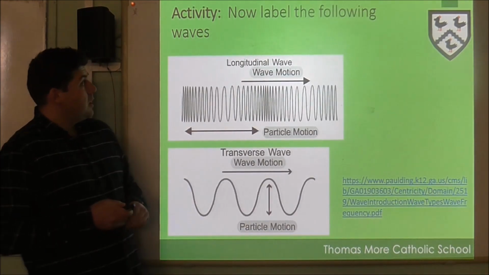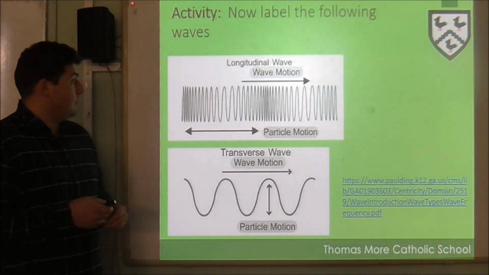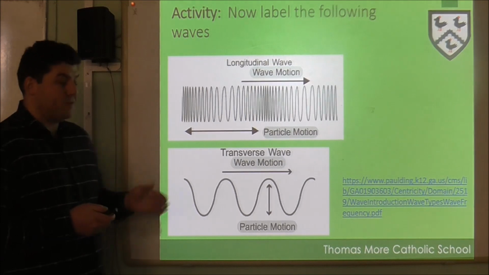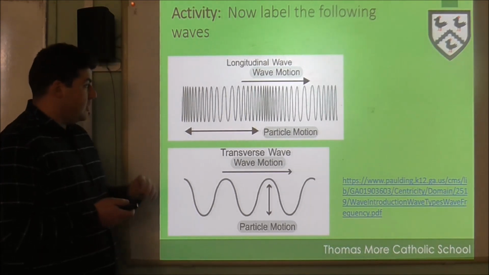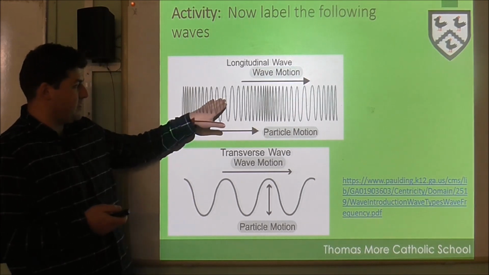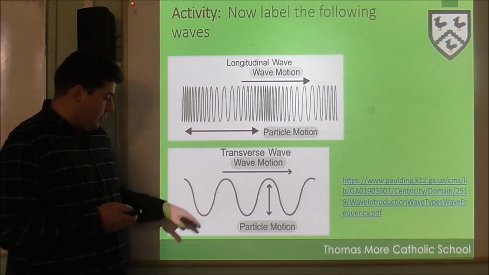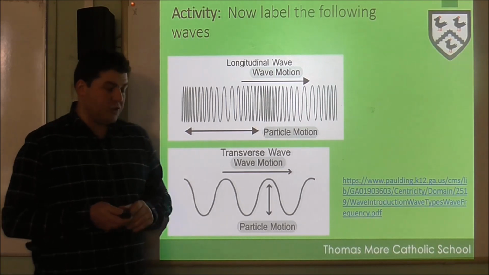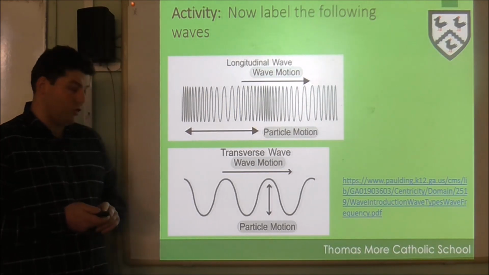Now, a second activity for you. What I'd like you to do is to try and label these waves. What I mean by that is, look for the different characteristics within the wave. For example, there's something here, there's something here. And on this one, the rest position is harder to place, but I want you to try and work that out.